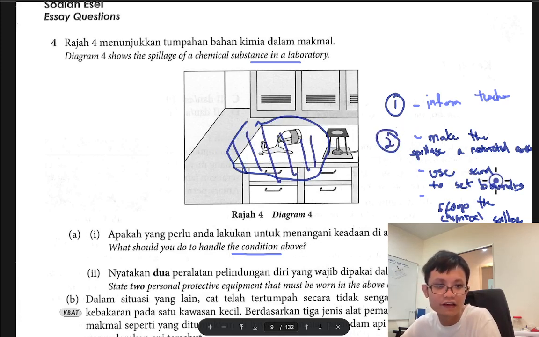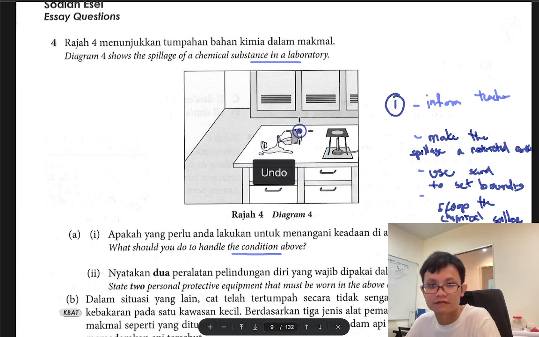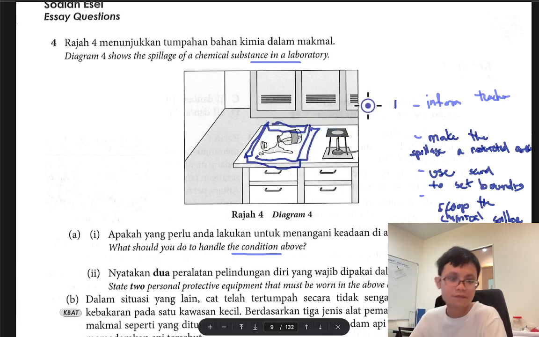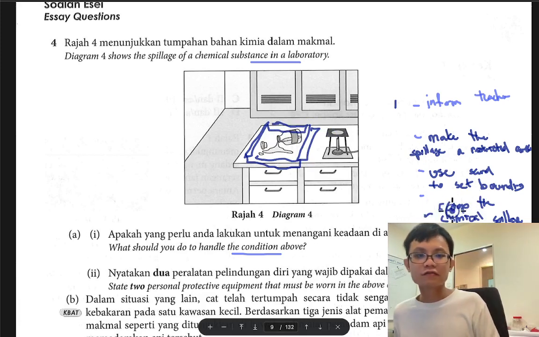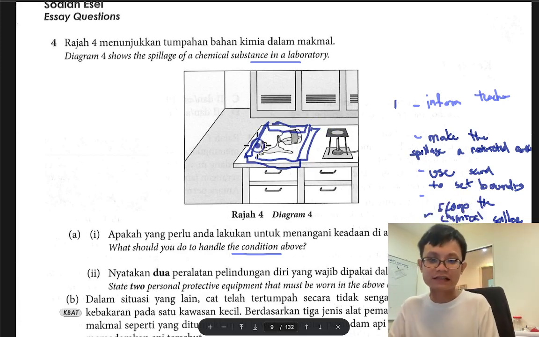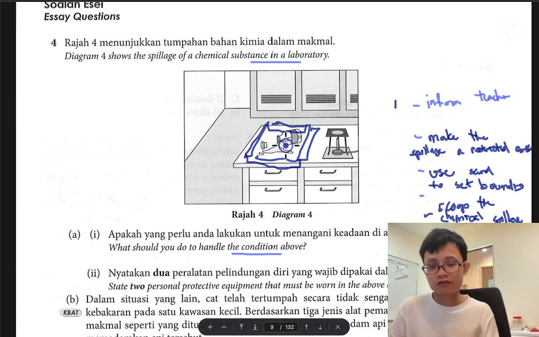Okay, number 3, use sand. If you have sand, you can use some sand to block it, to set the boundary so that it won't continue to spill. And number 4, you scoop it. Scoop the chemical. So maybe you put the sand, and then maybe you use a spoon or something to scoop it into the bag.